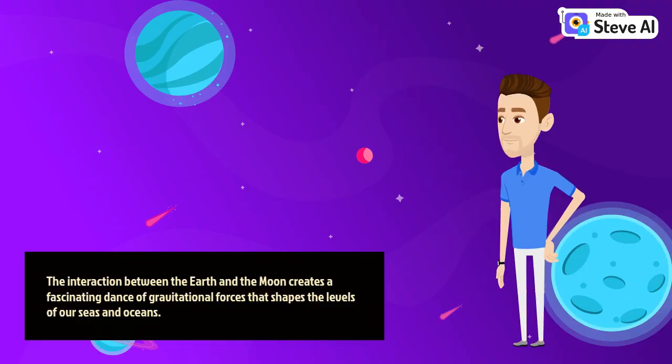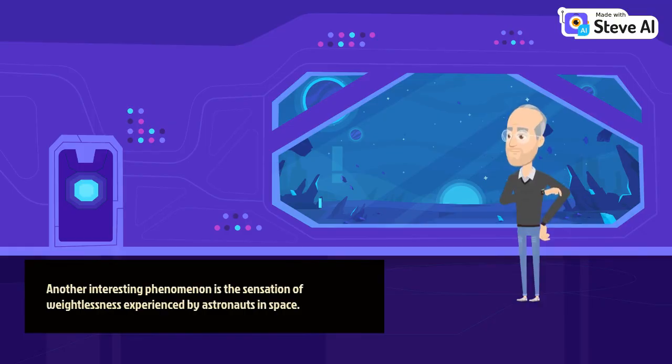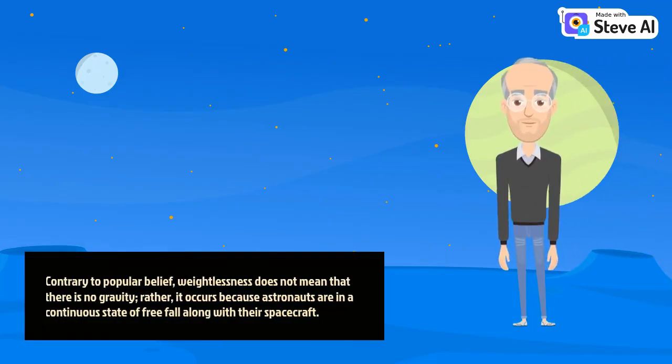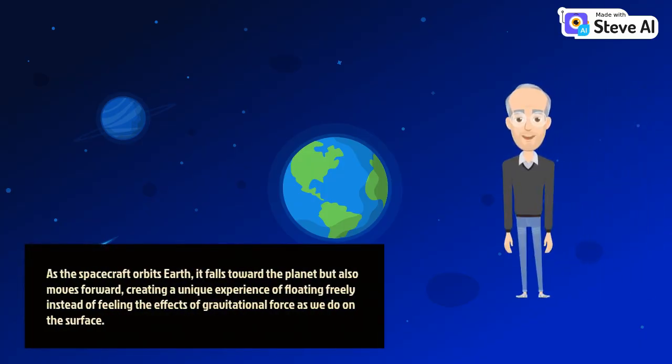Another interesting phenomenon is the sensation of weightlessness experienced by astronauts in space. Contrary to popular belief, weightlessness does not mean that there is no gravity; rather, it occurs because astronauts are in a continuous state of free fall along with their spacecraft. As the spacecraft orbits Earth, it falls toward the planet but also moves forward, creating a unique experience of floating freely instead of feeling the effects of gravitational force as we do on the surface.